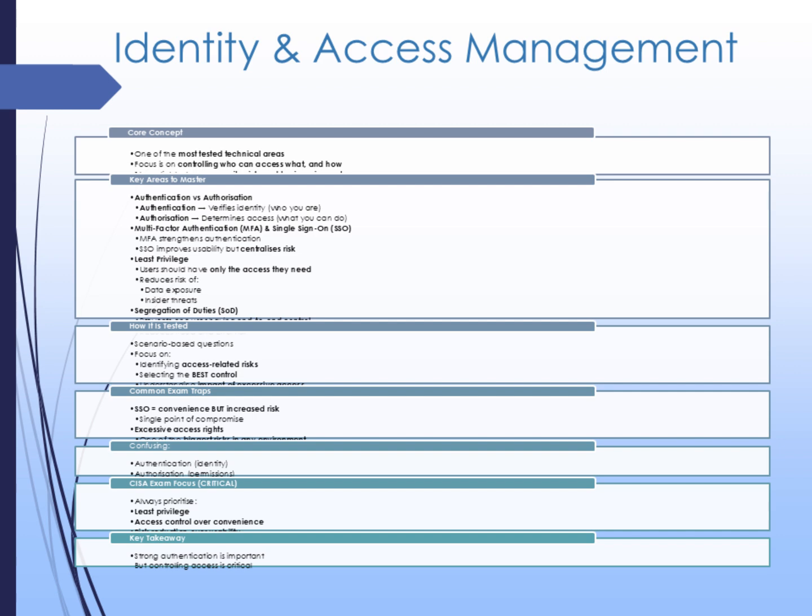A very important exam mindset is to prioritize least privilege, strong access control, segregation of duties, and reduction of unnecessary access. Ultimately, the key takeaway is that while strong authentication is important, properly controlling and limiting access is what truly protects organizational information assets and reduces business risk.